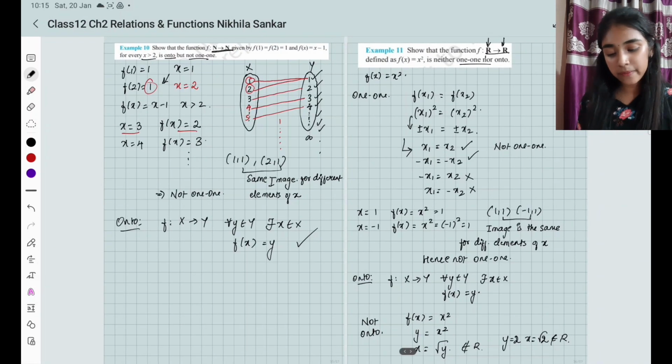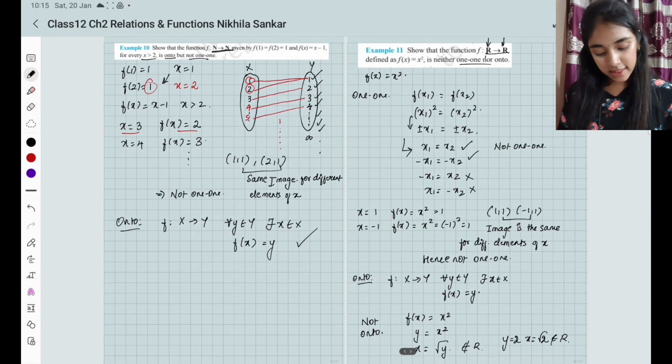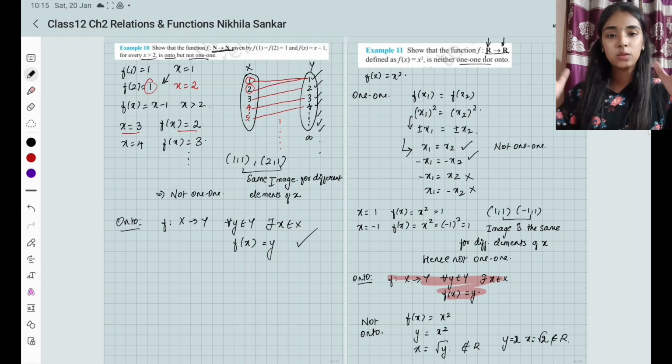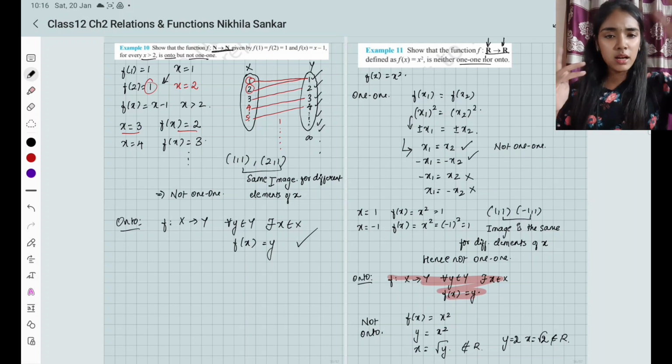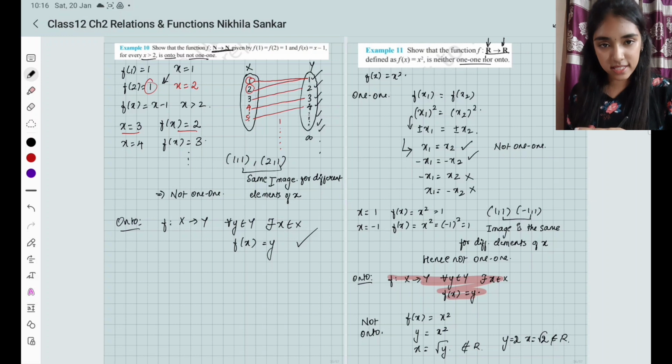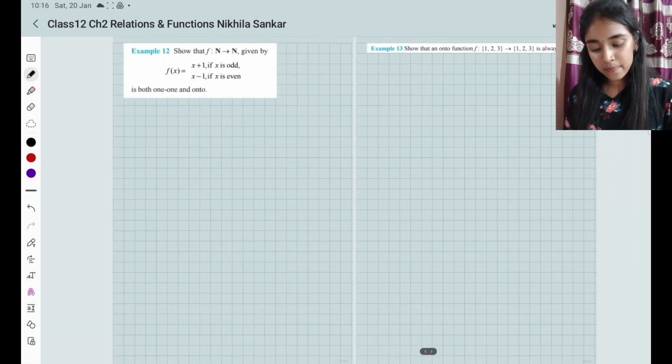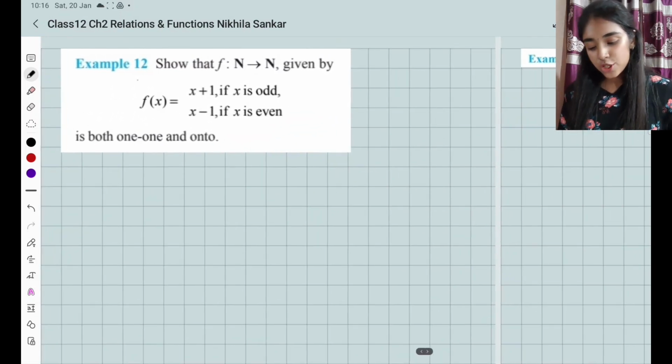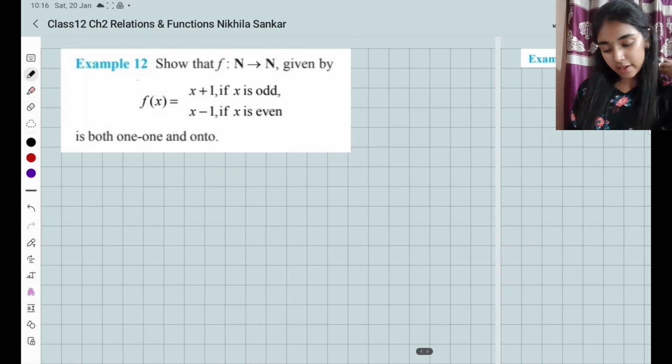Kunjuda, please copy. So this is how you write. The definition is very very important. This is the definition that will give you marks. For on 2, memorize this. Function goes from x to y. For every y, for all elements in y, there exists x for which f of x is equal to y. Understood? Now example 12. Show that the function from N to N given by f of x is both 1 1 and on 2.